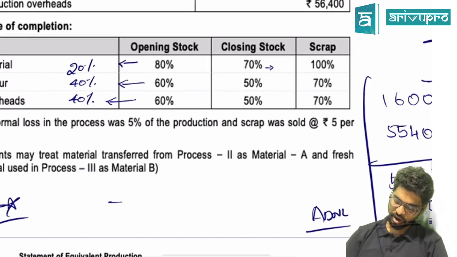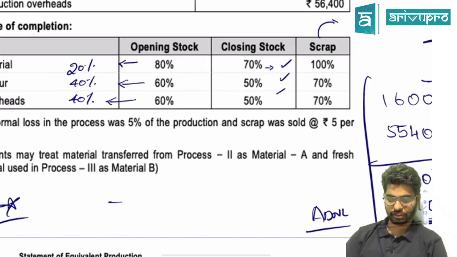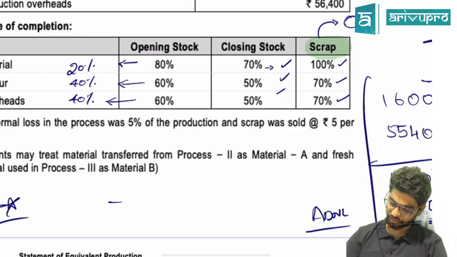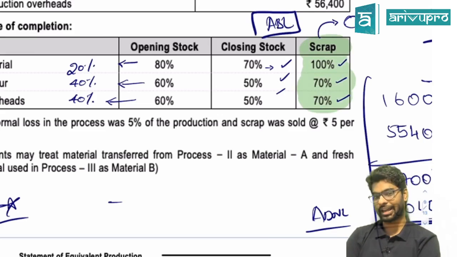Stock, you're going to take it as it is. The number of units scrapped, they're telling 100%, 70% and 70%. Now I want you guys to understand this. I would require this information only when I have an abnormal loss. Are you clear? I need this information only when I have an abnormal loss.